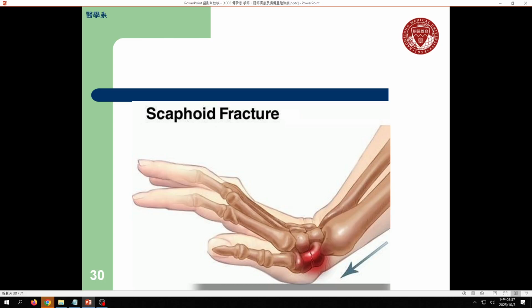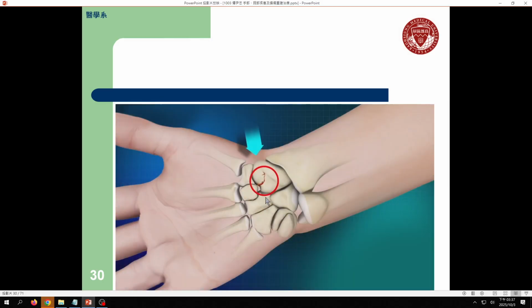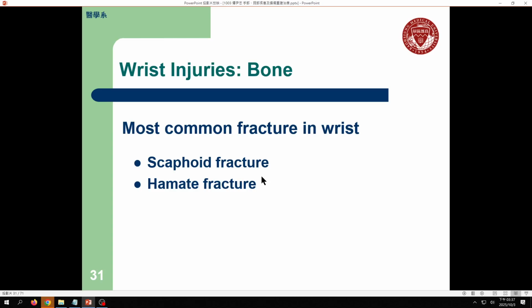And most of them visit the bone center or the rehabilitation clinic, for rehabilitation or acupuncture for 1 month, but still feel hurt. And then the doctor refers them to our clinic for taking an X-ray, and most of them turn out to be scaphoid fracture. And here, scaphoid fracture happens because of a stretch. So around the wrist, the most frequent fracture is the scaphoid, the other one is the hamate.